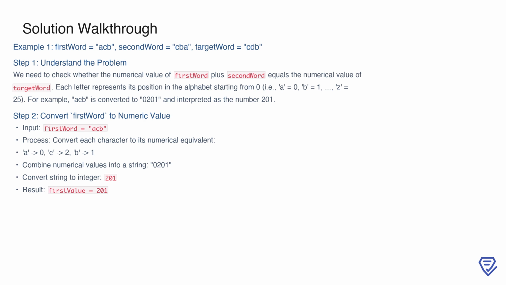For the word ACB, we break it down letter by letter, A maps to 0, C maps to 2, and B maps to 1. These values are then combined to form the string 0201, which is interpreted as the integer 201. Thus, the numerical value of first word is determined to be 201.